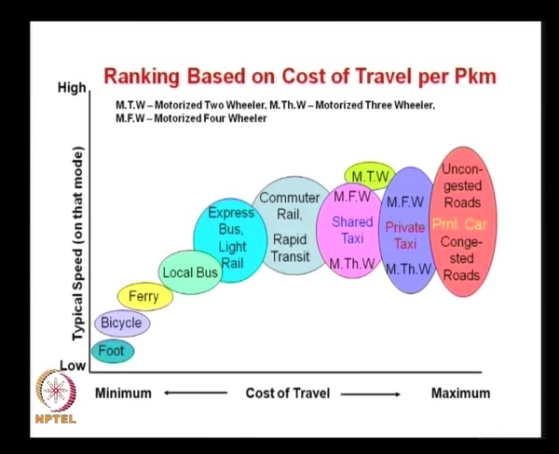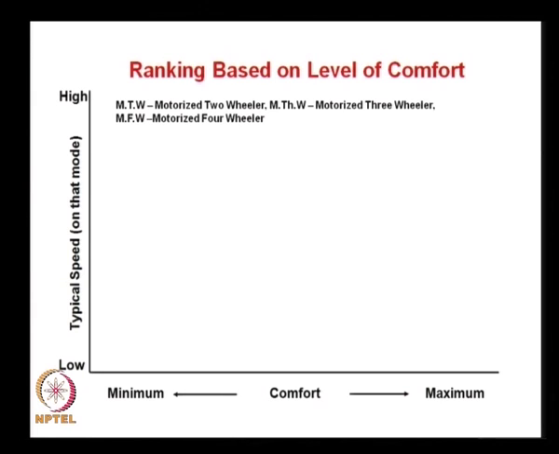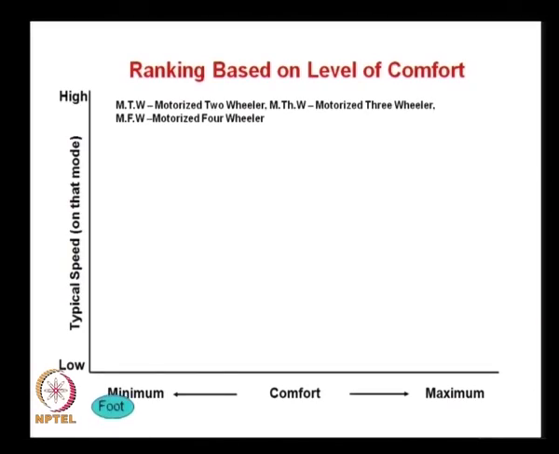Let us try to rank the modes based on the level of comfort provided by the different modes. Which is the least comfortable mode? Yes, walking, because we have to exert a lot to walk and negotiate distances. And then comes bicycle, then motorized two-wheeler. Even though it is faster, it is not that comfortable because you are totally exposed to the heat, dust and smoke of the whole traffic stream when you drive your two-wheeler, in addition to the strain with which you are driving the two-wheelers.